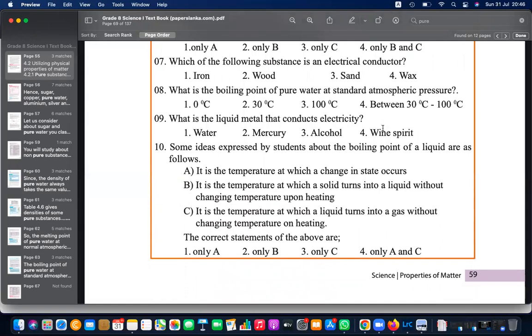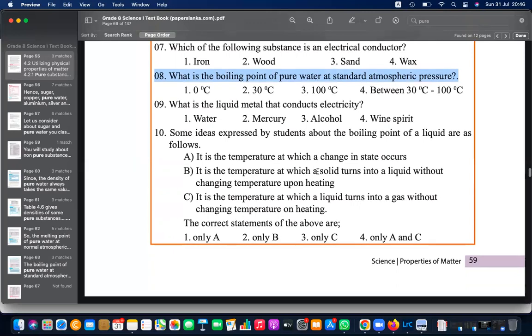Which of the following substances is an electrical conductor? Iron. Definitely. Iron is an electrical conductor. What is the boiling point of pure water at standard atmospheric pressure? Boiling point of pure water is 0 Celsius? Oh, boiling. It's not melting. Boiling means when the liquid becomes gas. Yes, 100 Celsius.